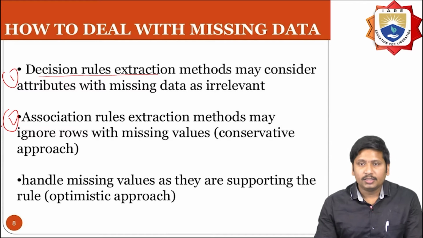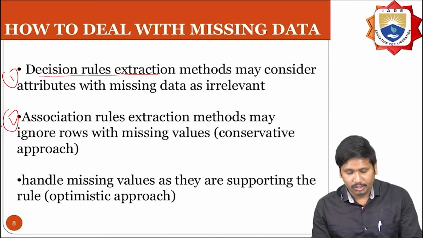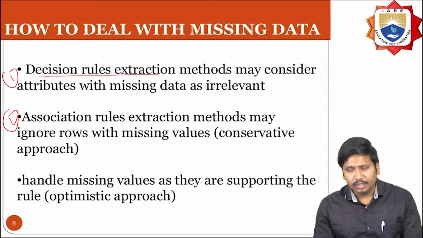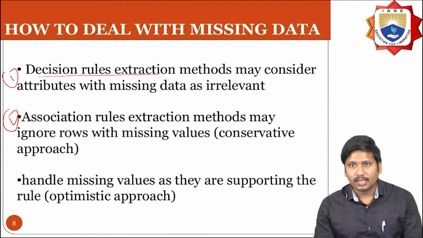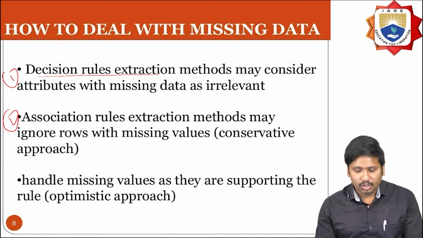And the second one is the association rule extraction methods. In this method, the method is always going to ignore the rows. So what is in the table? Suppose one row has some missing value. At that time what will happen? We have to apply this association rule extraction method, right? So it is called a conservative approach.